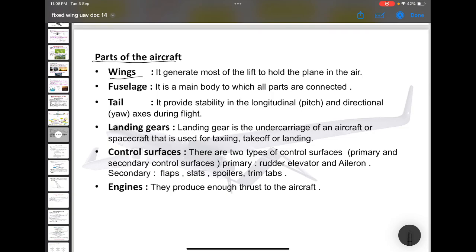Wings. Okay, wings are used to produce lift for the aircraft. Okay, and fuselage, it is the main body to which all parts are connected. Okay, all these parts are connected to the fuselage. Third one is the tail. It provides stability in longitudinal pitch and directional yaw during the flight. So this is the main use of the tail. Okay, the tail will provide stability to the aircraft.